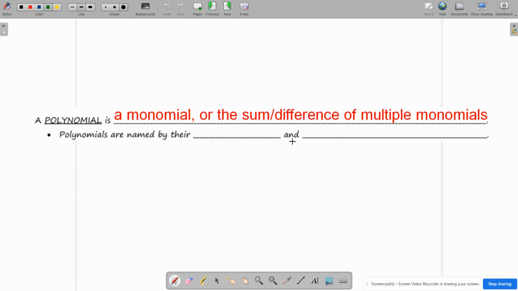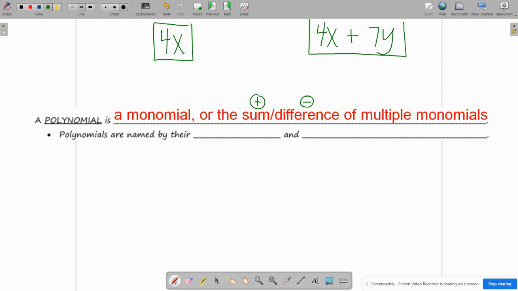So then what's a polynomial? Well, a polynomial is a monomial. So if you just had a monomial like 4x, that's considered a polynomial. But there's other polynomials as well. And it comes from taking the sum, which we know means adding, or difference, which means subtracting, multiple monomials. So 4x is a monomial and so is 7y. If I were to take those and add them and find their sum, then this is considered to be a polynomial.